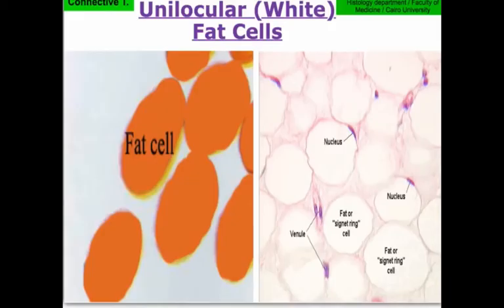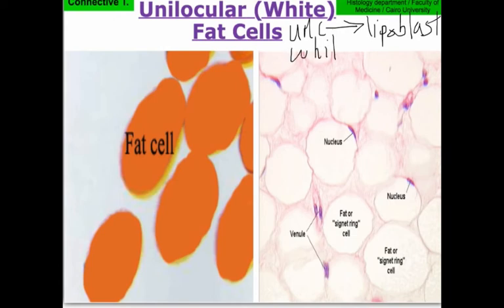This is a unilocular white fat cell or adipocyte or adipose cell. It is originating from the UMC, as we know, and the UMC will accumulate fat to form lipoblast, and the lipoblast will give rise either to this unilocular cell or multilocular. As regards the site, it is present in white adipose connective tissue.